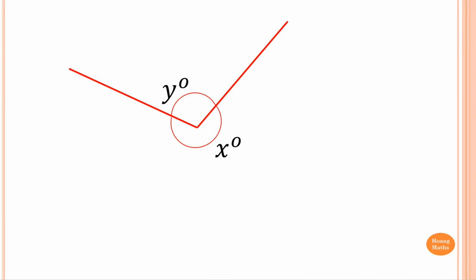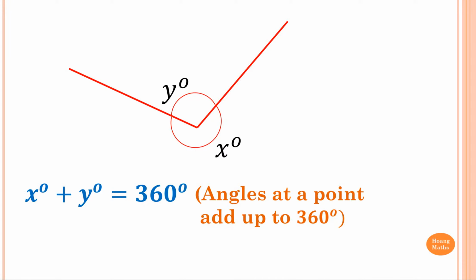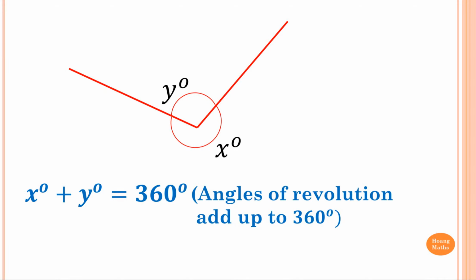Angle X plus angle Y is equal to 360 degrees. And we need to give reasons. And the reason is angles at a point add up to 360 degrees, or angles of revolution add up to 360 degrees.